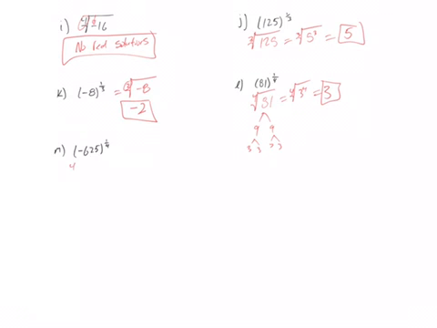This one's going to be the fourth root of negative 6 to the 5th. And remember, I got an even root and a negative number, so then no real solutions.